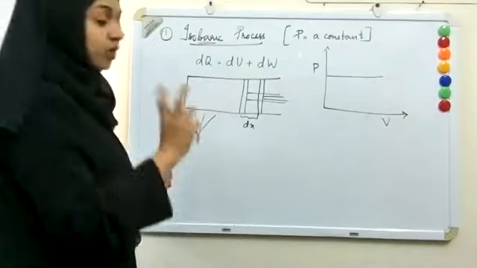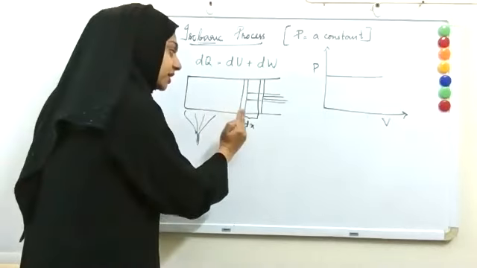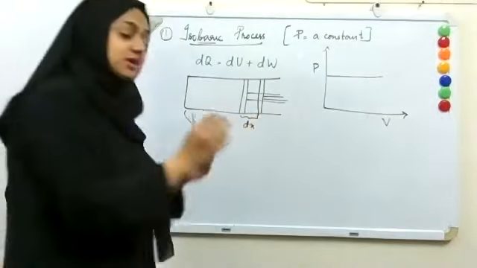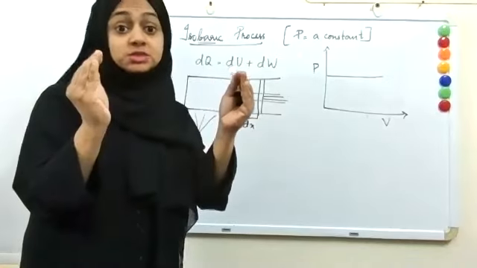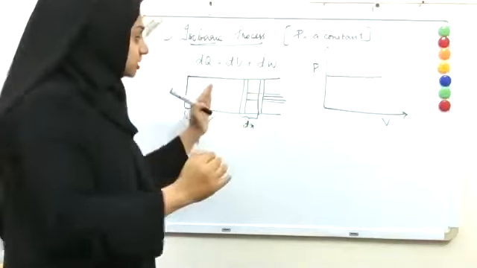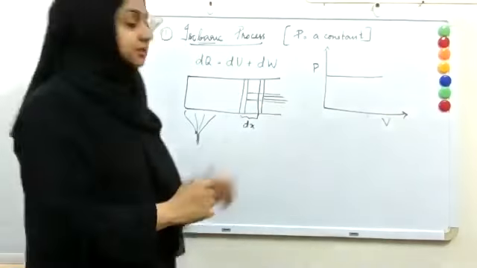Earlier its volume was V. Now when the piston has moved through a small distance dx, its volume slightly increases. So this is expansion of gas.